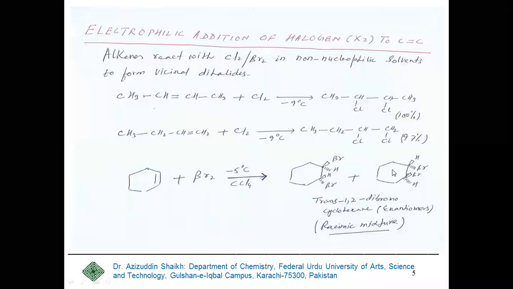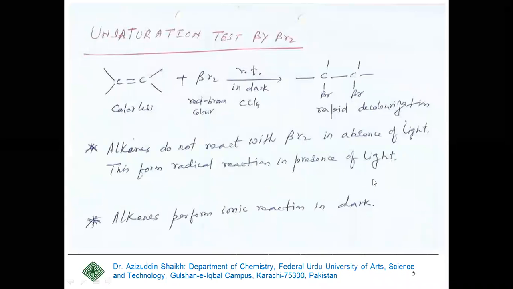These are the enantiomers. The bromine is added to the alkene in trans fashion, with the bromines attached on opposite sides. So this is a racemic mixture: 50-50% enantiomers are obtained. Yes, this is very interesting.